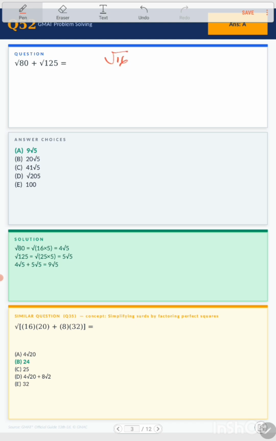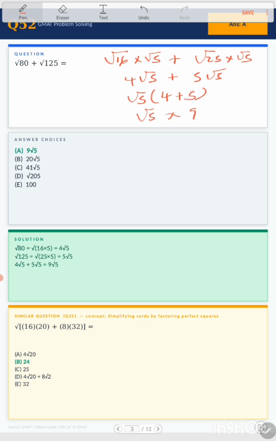Remember, what is a perfect square? 16 is a perfect square because 4 times 4 is 16. The same as 25 is a perfect square because 5 times 5 is 25. So you check this. This will be root 16 times root 5 plus root 25 times root 5. So this becomes 4 root 5 plus 5 root 5. Root 5 is common, so you take it outside. We have 4 plus 5, so this is 9 root 5.